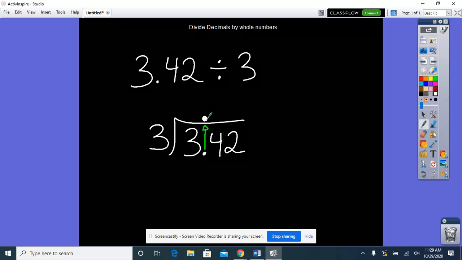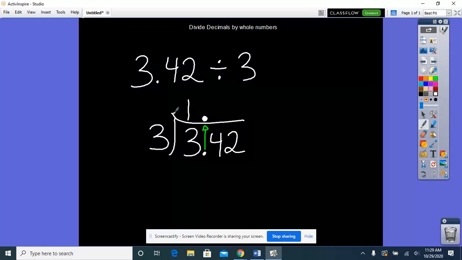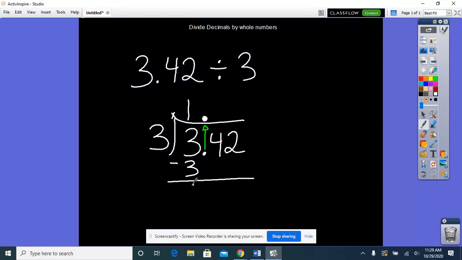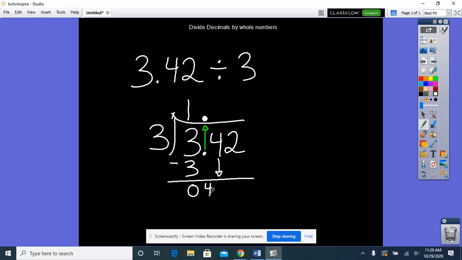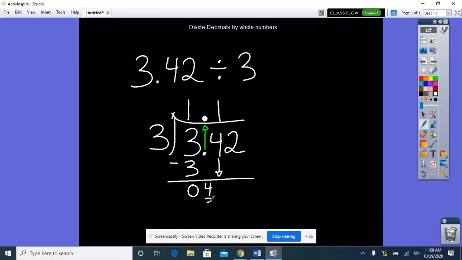Now I can start my long division process. 3 goes into 3 one time. 1 times 3 is 3. 3 minus 3 is 0. And then I'm going to bring down my 4. Now I have to repeat my steps and see how many times 3 goes into 4. 3 will only go into 4 one time. 1 times 3 is 3. 4 minus 3 is 1.